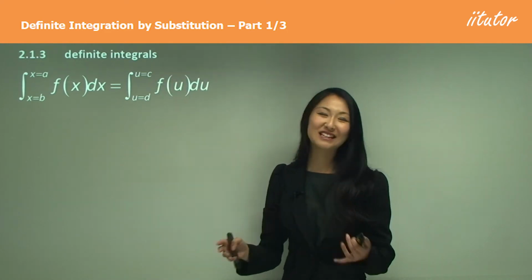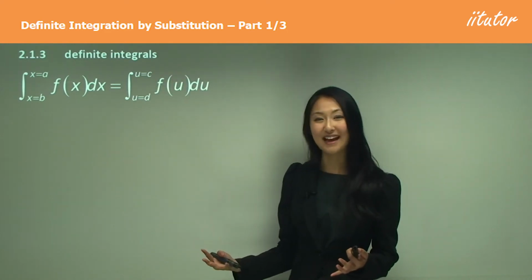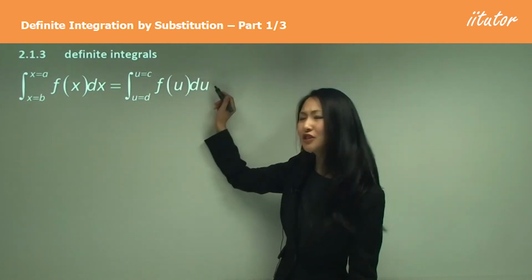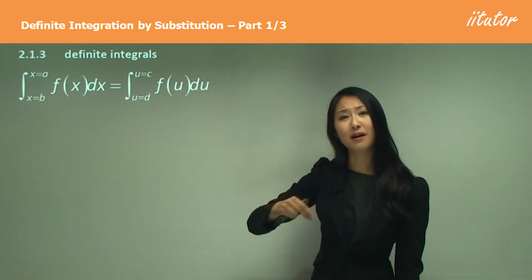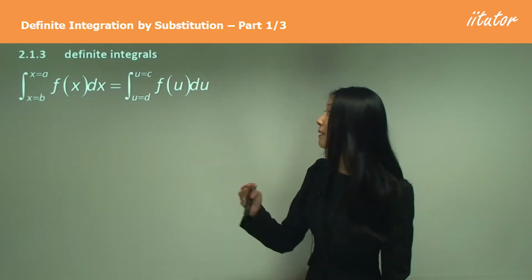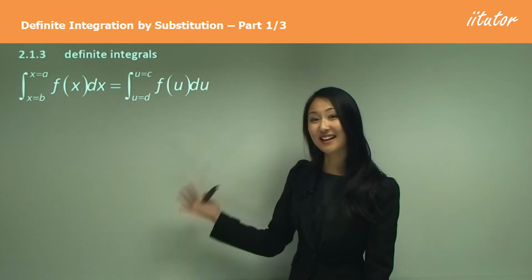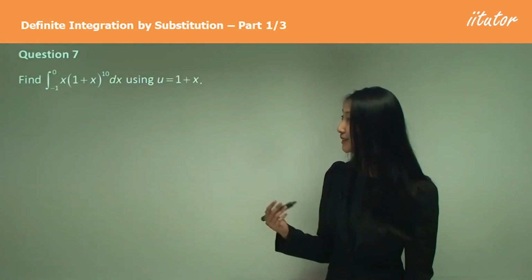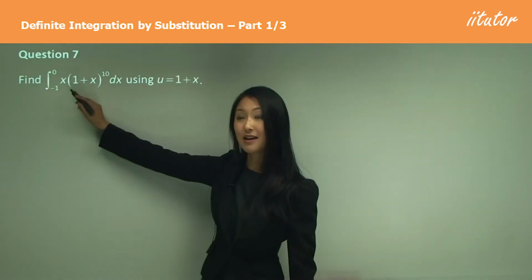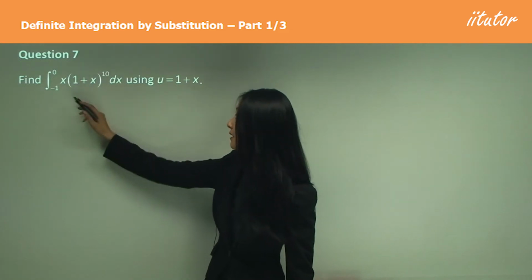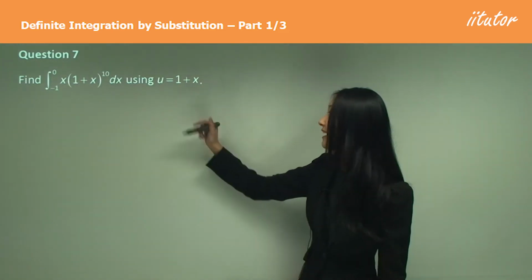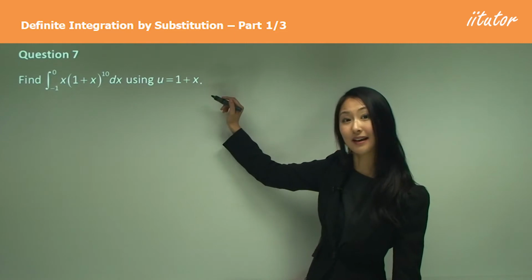And this is a really common mistake that everyone forgets because you're just very used to changing this, but remember, definite integrals, a main part is changing these limits as well. So let's see that in practice. So we want to find the integral from 0 to -1 of this equation here, and we want to let u equal to 1 plus x, okay?